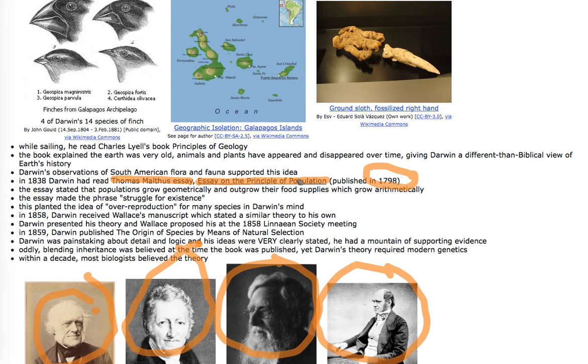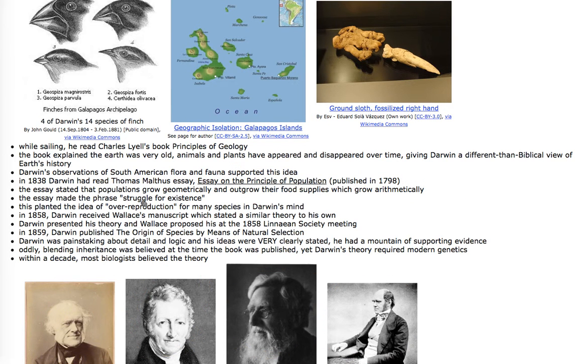But Malthus actually wrote an essay that had correctly stated that populations grow geometrically, meaning exponentially, and they easily outgrow their food supplies, which leads to starvation and migration in the end, and population reduction. So that actually gave him the concept, and it coined the phrase struggle for existence in a lot of Darwin supporters. Malthus's book planted the idea that species reproduce too many offspring. This is critical to Darwin's theory.